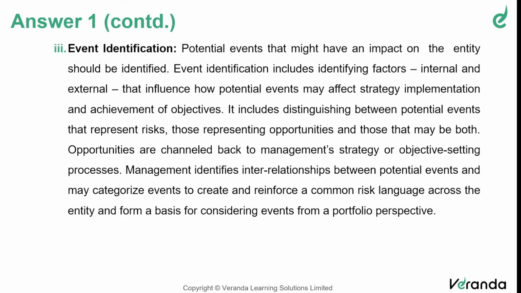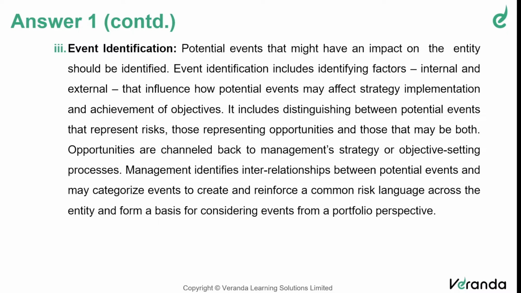Third is event identification. So now you have set your objectives. You need to find out what are the possible events, for example how much is the rainfall. If the rainfall goes above a certain level, I need to take immediate action. Or if there is some sewage blockage in certain areas, then I need to immediately take some actions. So you need to identify the events that could happen where you need to take relevant actions.